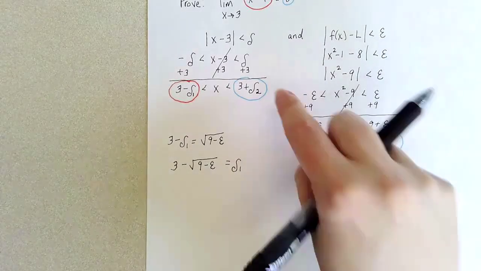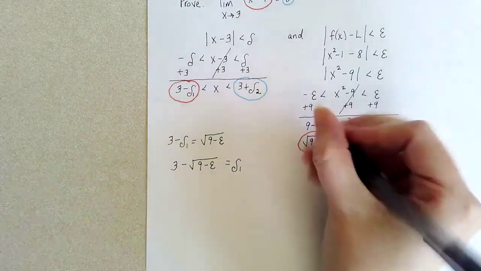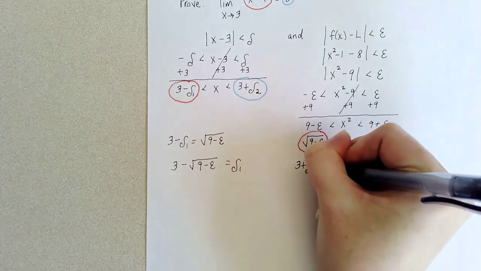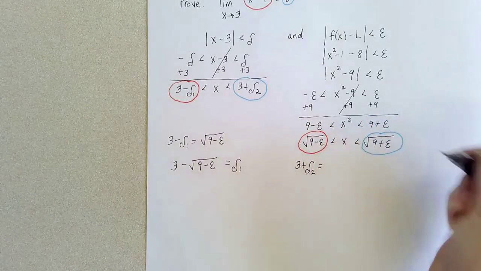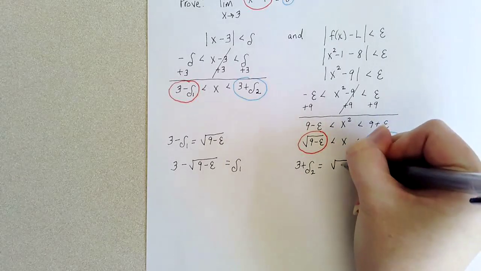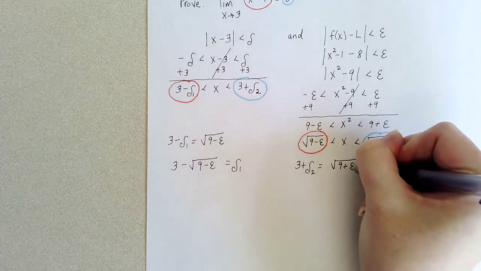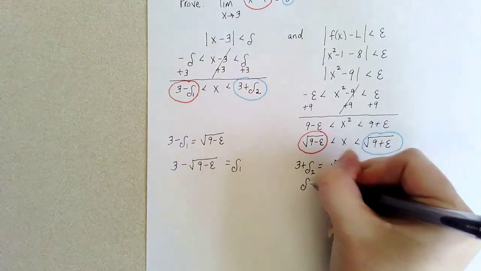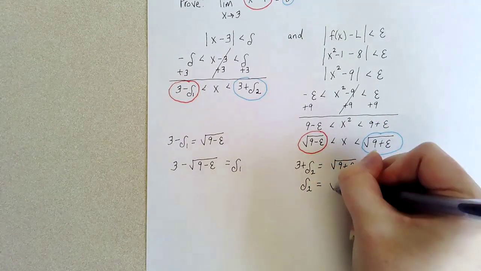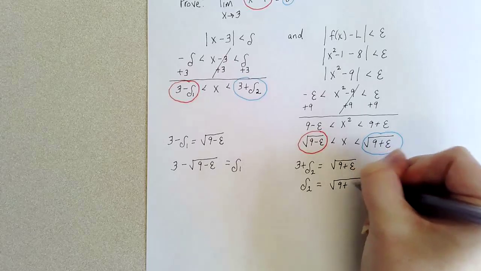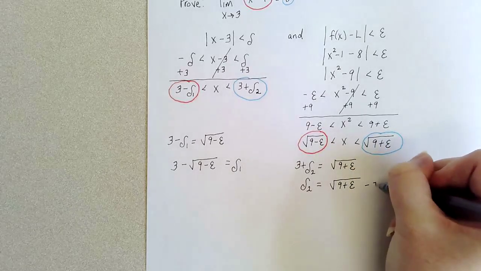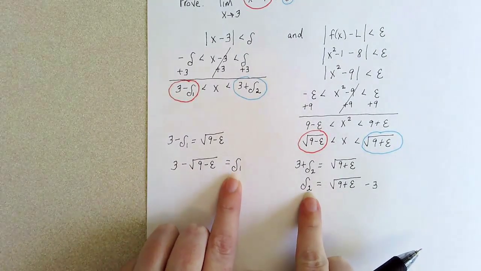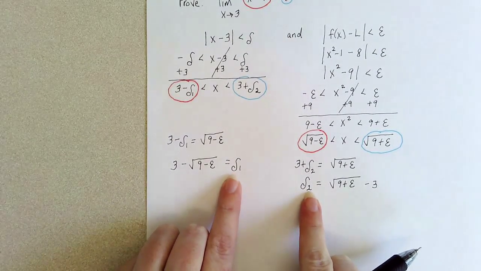And then I'm going to go ahead and set these two pieces equal to each other. So this is going to be 3 plus delta 2 is equal to my square root of 9 plus epsilon. And to solve this one for delta 2, just subtract 3 from both sides. Okay. And so I've got delta 1 and delta 2, and I want to choose which one is smaller.